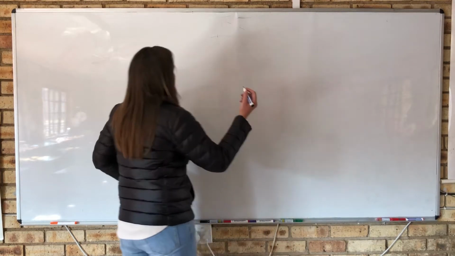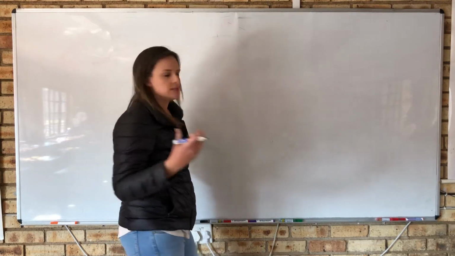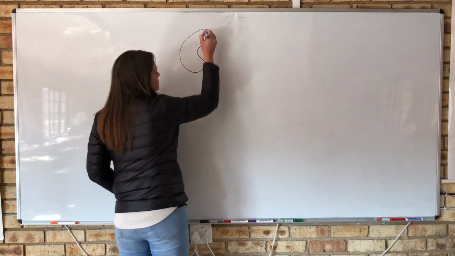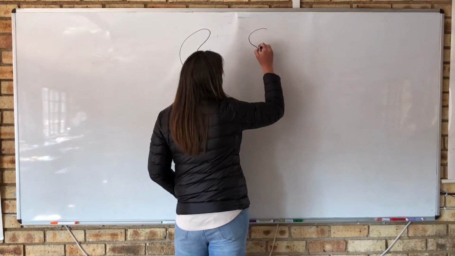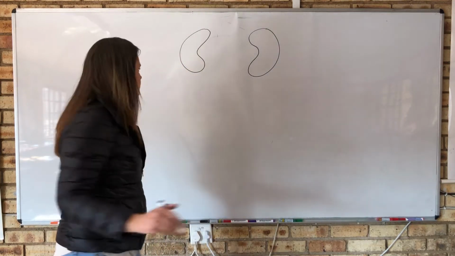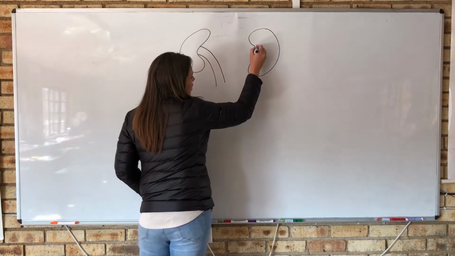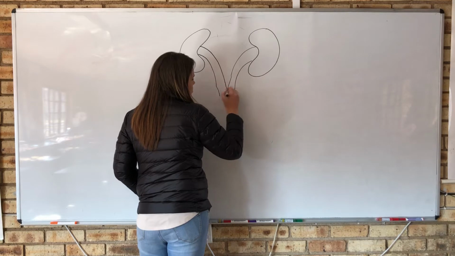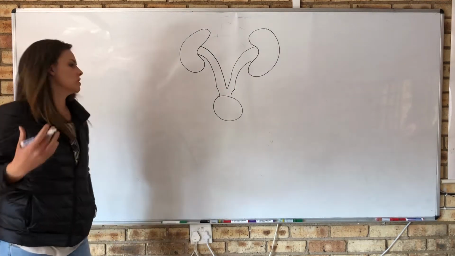Okay, so when we look at the excretory system, the excretory system is basically made up of two kidneys. A kidney has this kidney bean shape. That's why it's called the kidney bean, because it has that shape. Each kidney, and we have two kidneys in our body, has a tube that is exiting from that kidney, and that is transporting urine into the bladder.